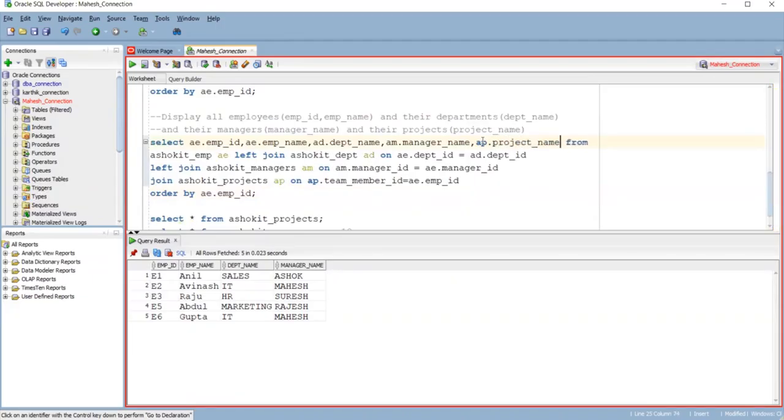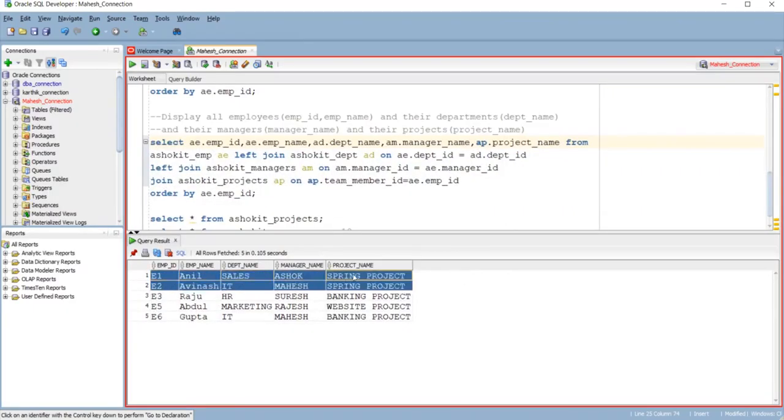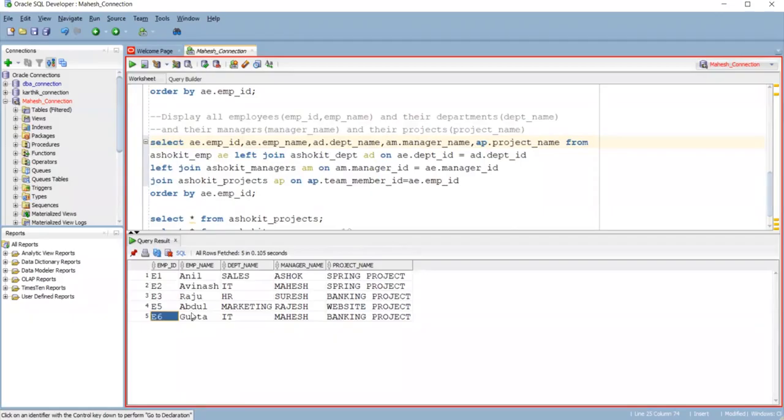AP dot project name. So just verify it, sir. E1 and E2 employees are working with what? Spring project. And E3 and E6 are nothing but an what, sir? Banking project. And E5 employees are working on what? Website project. So does that satisfy our requirement, sir?